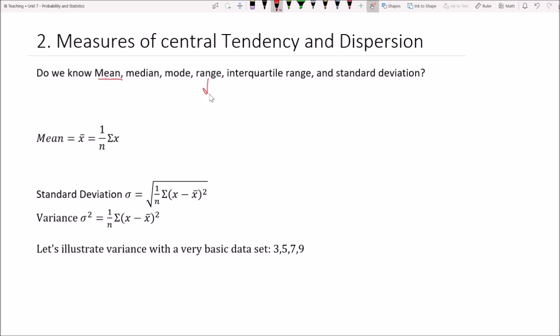The range, I'm actually going to write that one out. That's the maximum value minus the minimum value. Whoops, minimum value. And then we also have the interquartile range. We're going to get to that a little bit later, and then standard deviation.